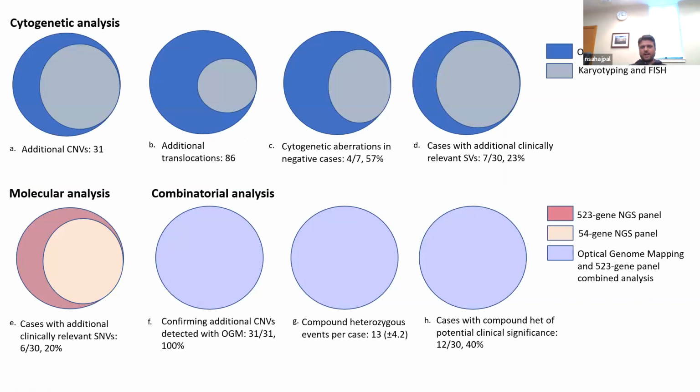Just to highlight the key result, and I don't want to emphasize any of these results, but just to highlight the combined analysis, in the 30 samples that we analyzed using this method, we identified that there are 13 compound heterozygous events per case. And out of the 30 cases, we found potential clinically significant events in 12 cases. So that's one of the aberrations that I think we are missing with the current workflow.